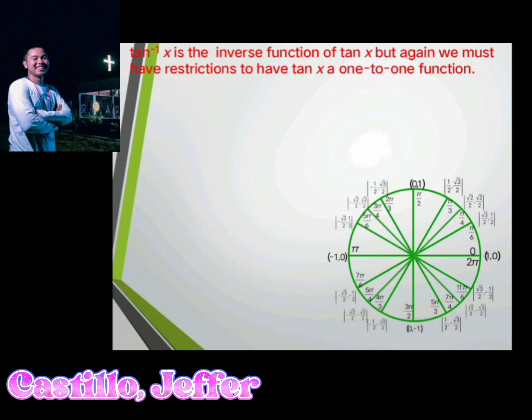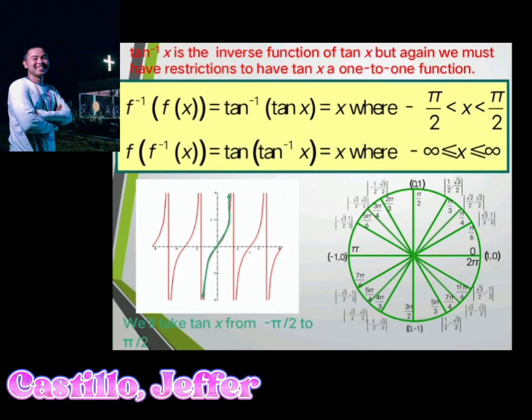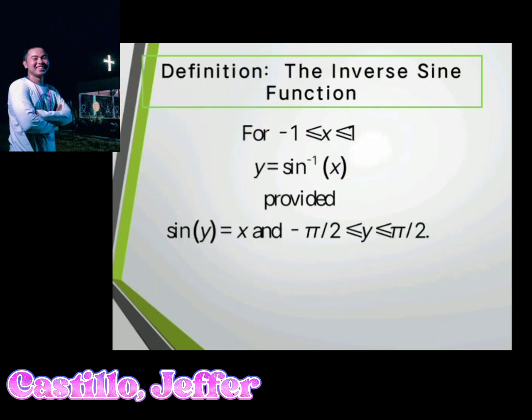Tan inverse x is the inverse function of tan x, but we must have restrictions to have a one-to-one function. So we'll take tan x from negative pi over 2 to pi over 2. So we have f inverse of f of x is equal to tan inverse of tan x is equal to x, where negative pi over 2 is less than x less than pi over 2. So we have f of f inverse x is equal to tan of tan inverse x is equal to x, where negative infinity is less than x less than infinity. So we can see that in our figure here.